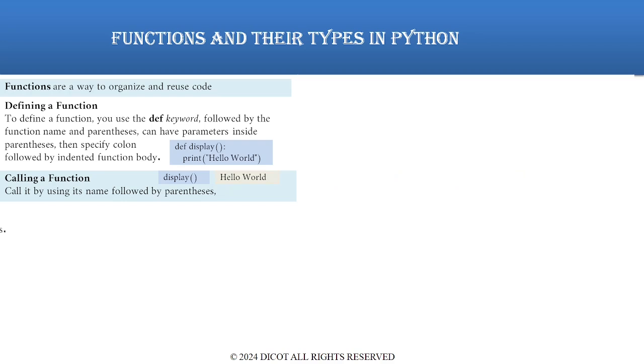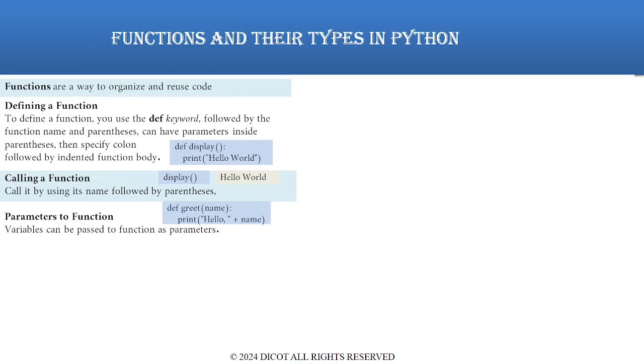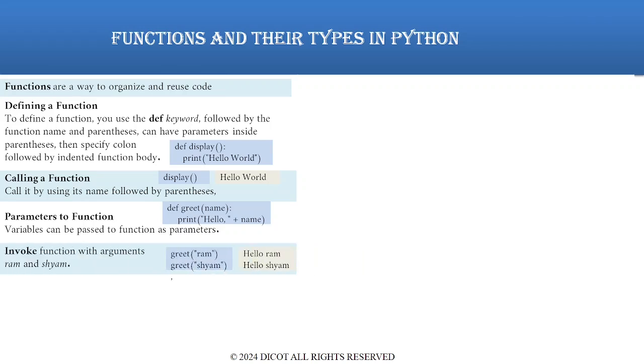Parameters and arguments. Functions can accept parameters, which are variables that you pass into the function. This allows you to provide input to the function and customize its behavior. Example, let's define the function greet with one argument, name, inside the parentheses. The body of the function contains a call to print hello followed by name. Let's invoke this function with arguments Ram and Shyam. Greet Ram, greet Shyam. The output will be hello Ram, hello Shyam.